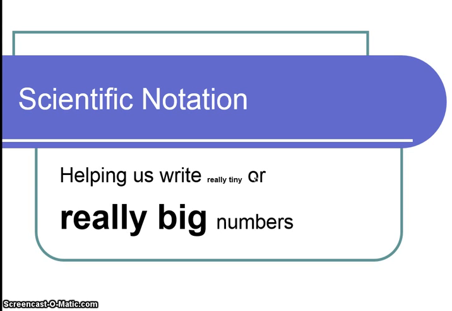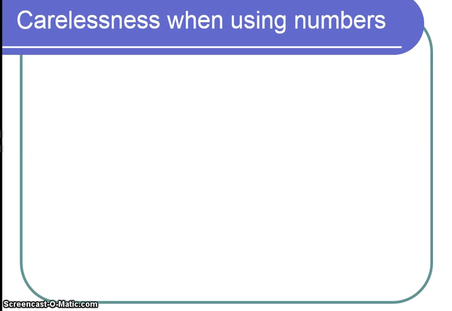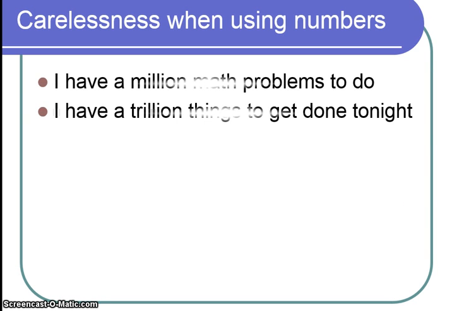Scientific notation, helping us write really tiny or really big numbers. Carelessness when using numbers. Here's some times when people really just go overboard with numbers. I have a million math problems. They're exaggerations. I have a trillion things that need to get done.